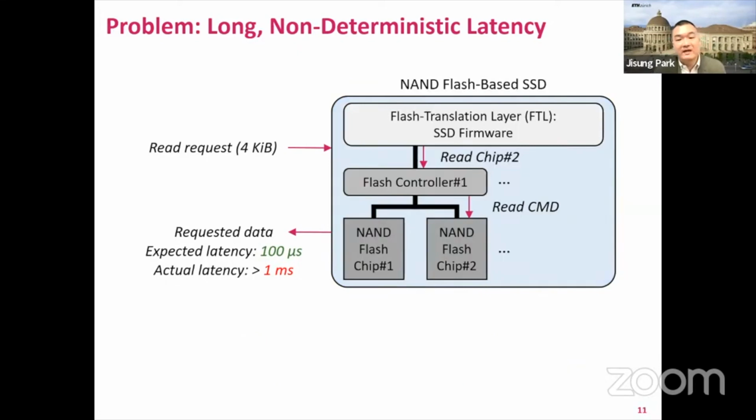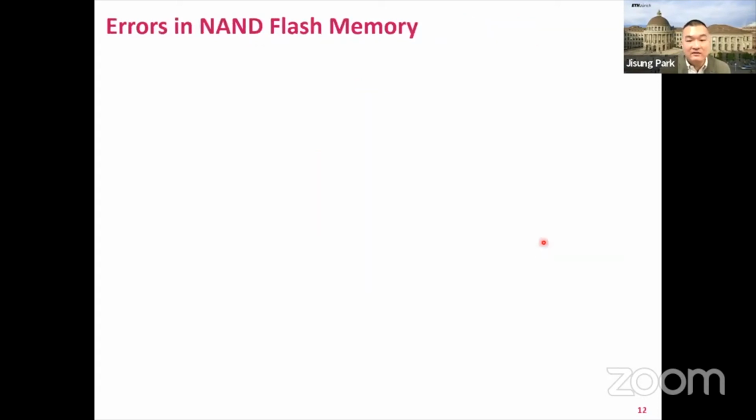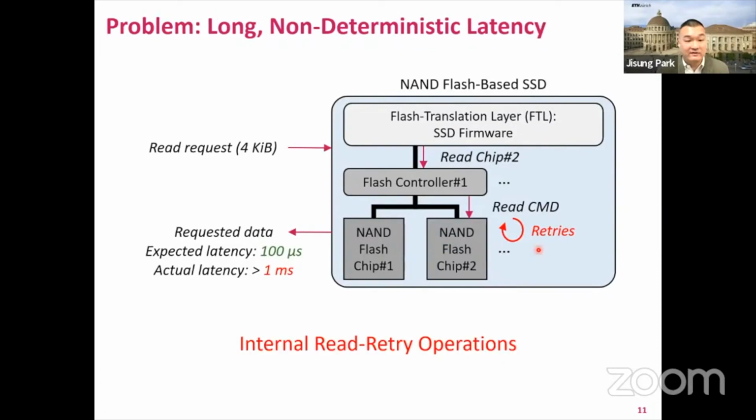In fact, there can be many possible reasons for this latency fluctuation, but one key reason is an internal process of modern SSDs called read-retry. For an incoming host request, the SSD firmware, which is commonly called the flash translation layer, or FTL in short, sends a read request to the target chip through the flash controller. The problem is that sometimes the SSD retries the same read command again and again, which increases the read latency linearly with the number of read retries.